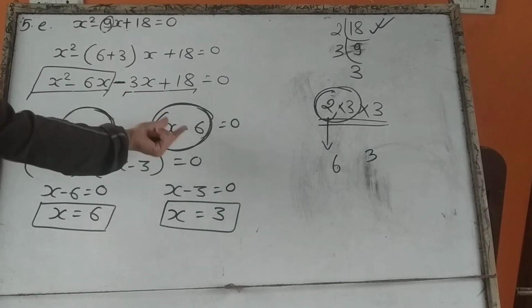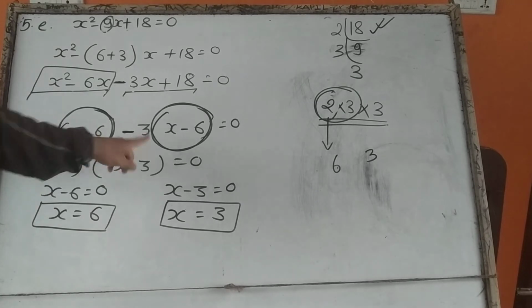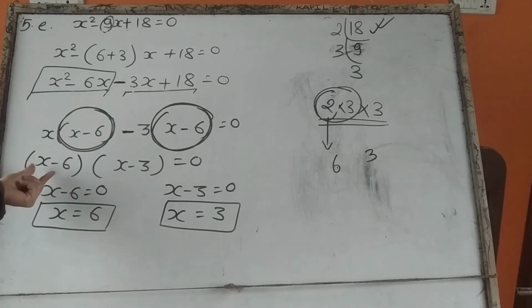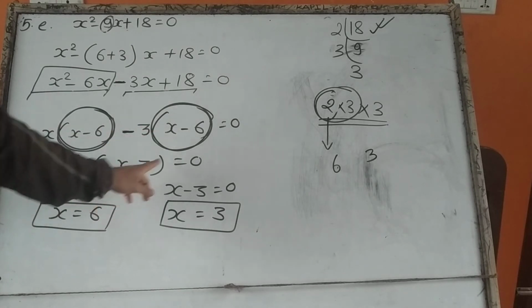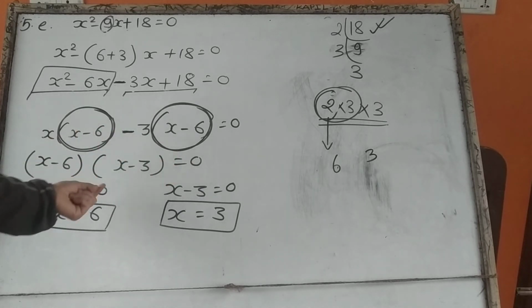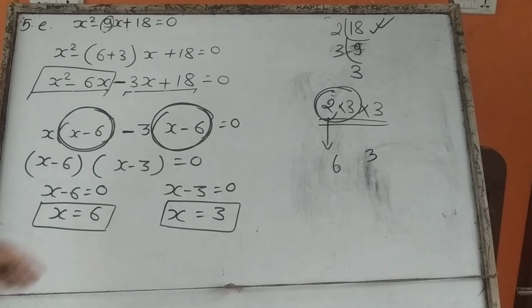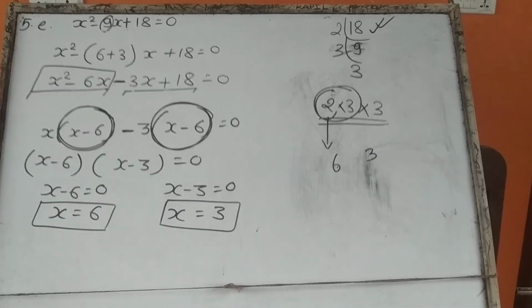From this again take the common. This is x minus 6 and the remaining is x minus 3. So from these two it is x minus 6, and for the remaining it is x minus 3, and it's equal to 0. So use the previous method: x minus 6 is equal to 0, x minus 3 is equal to 0, and x is equal to 6 and x is equal to 3. In this way you can find the answer.